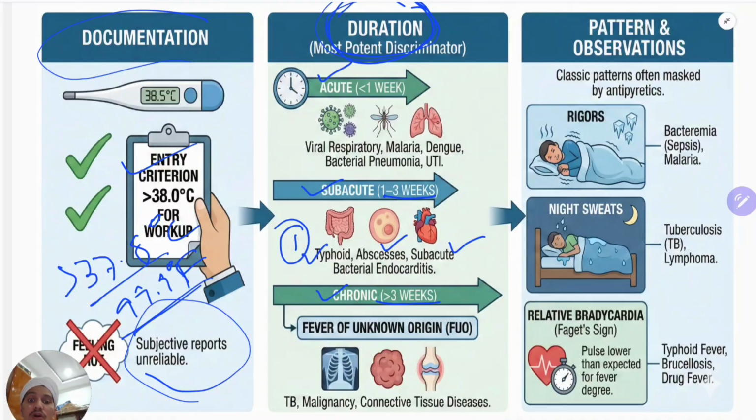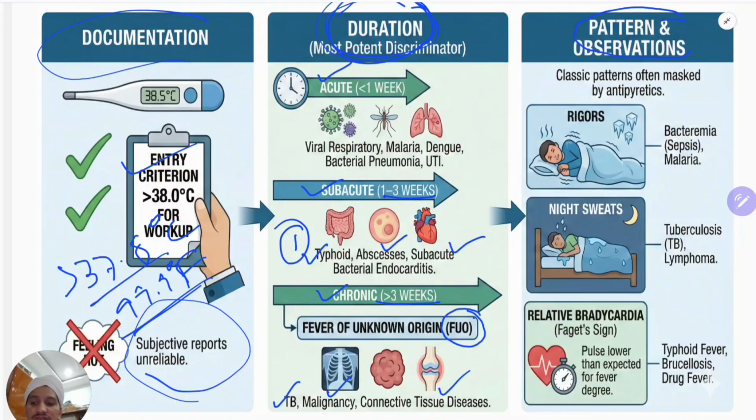More than 3 weeks is considered pyrexia of unknown origin, which is a separate topic to be discussed. But just to say, the commonest causes of FUO are tuberculosis, malignancy, and connective tissue disorders. Duration of the fever is very much important, so this is how you remember. Now, pattern and observation.